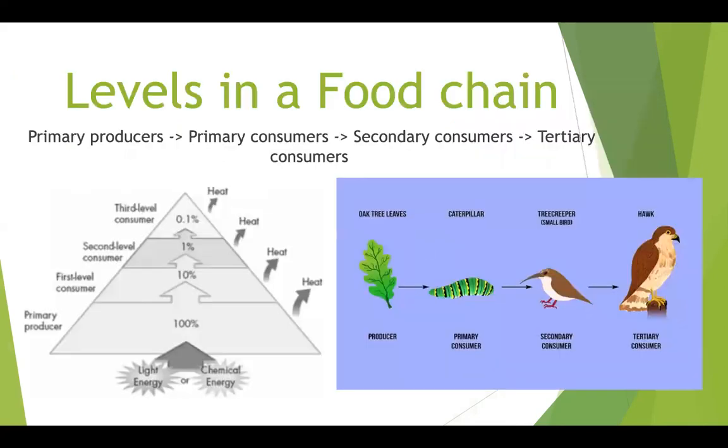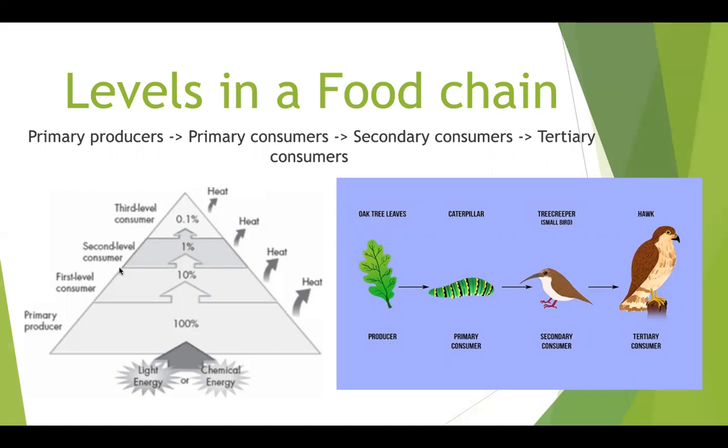So food chains have different levels. The first level is the primary producer, then comes the first level consumer, then the second level consumer, and then the third level consumer. The primary producers have the most energy, being 100%, and then transfer 10%.